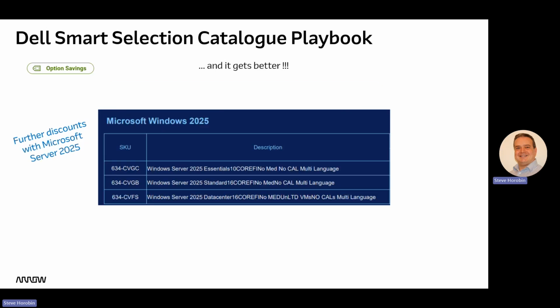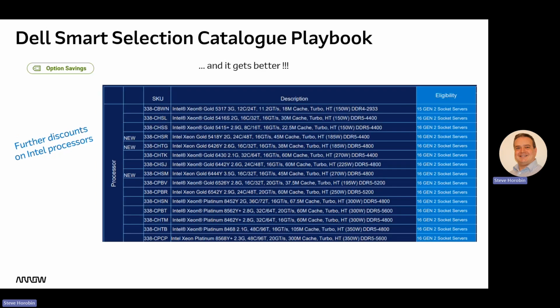Also, when we're in the playbook, we can have a look at what operating systems Dell is able to provide for us. Here, we're able to provide Windows Server 2025, the latest release. It could be the Essentials, the Standard, or even the Data Center Edition, available with discounts through the Smart Selection program.